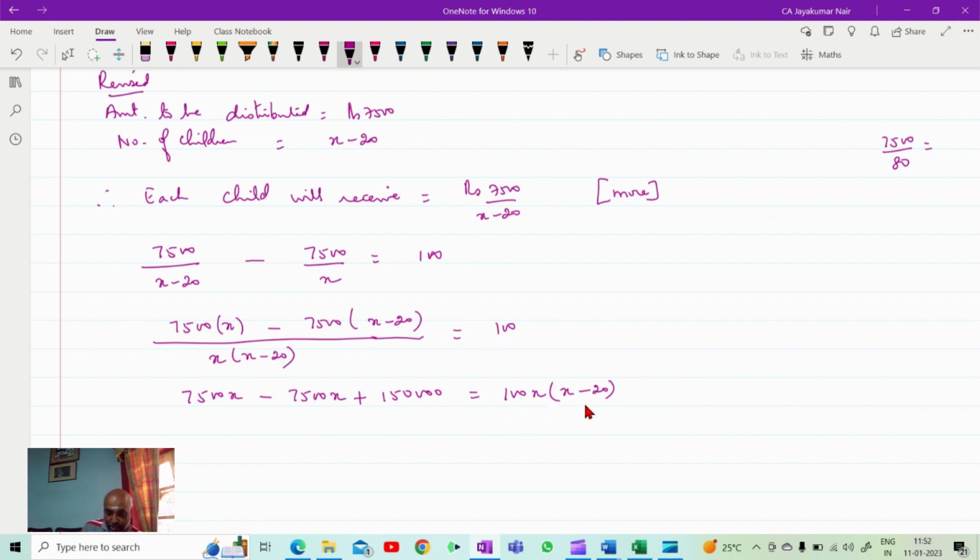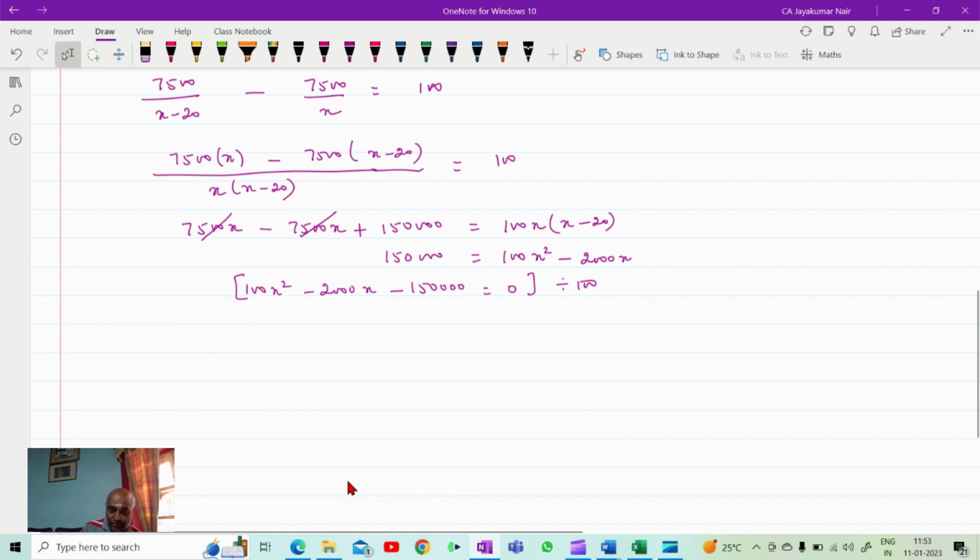100 into x is 100x into this. So remember, this gets cancelled, so you have 1,50,000 is equal to 100x squared minus 2,000x. So 100x squared minus 2000x minus 1,50,000 is equal to 0. Now I know that 100 is a common factor, so divide the whole thing by 100. This is like simplifying the equation. So you get x squared minus 20x minus 1500 is equal to 0, and solve this equation. You will get the answer.